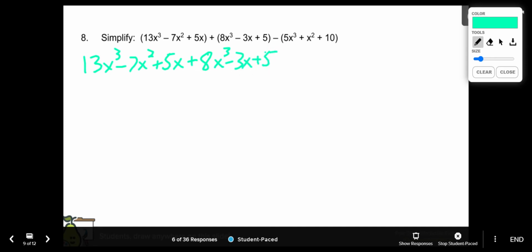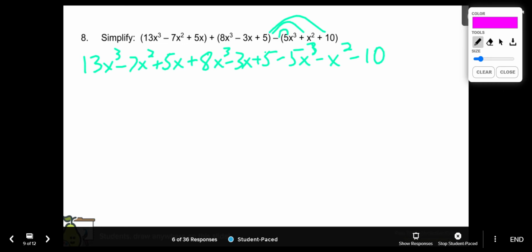And now we're going to look at the last one. I said if it's a minus, you have to change the sign of everything because you have to distribute this negative. So it's going to be minus 5x cubed minus x squared minus 10.